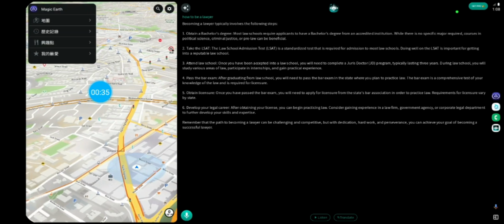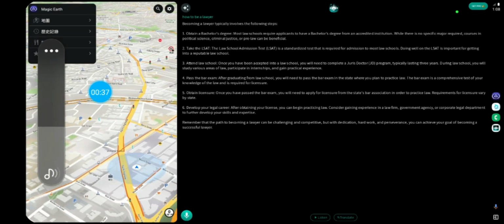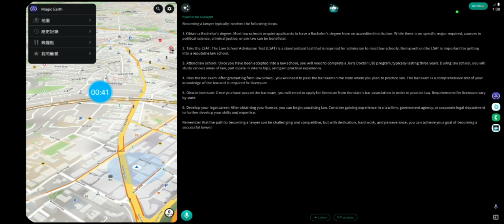Becoming a lawyer typically involves the following steps. 1. Obtain a bachelor's degree. Most law schools require applicants to have a bachelor's degree from an accredited institution. While there is no specific major required, courses in political science, criminal justice, or pre-law can be beneficial.